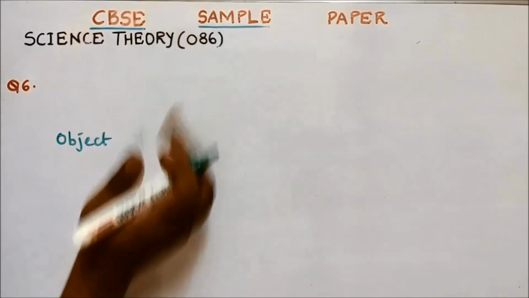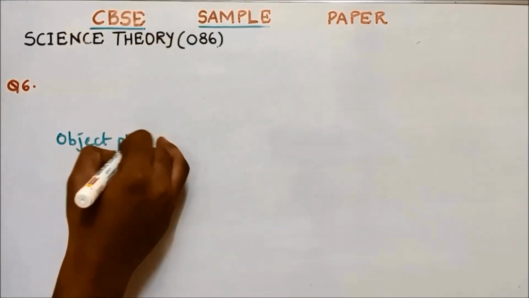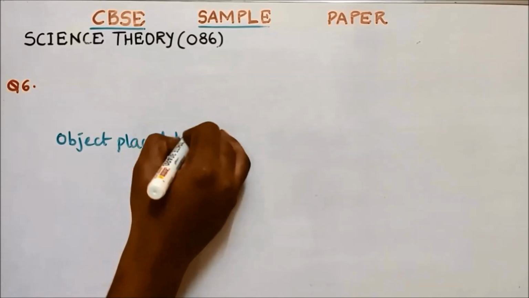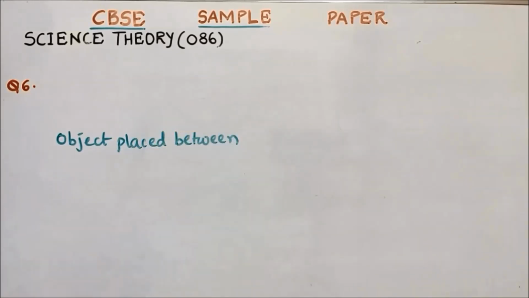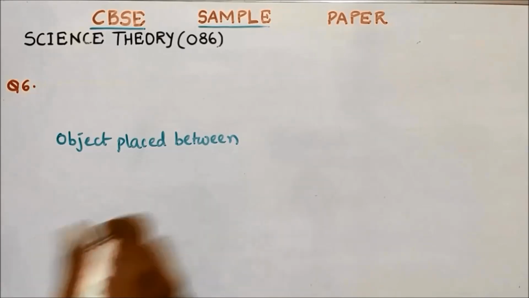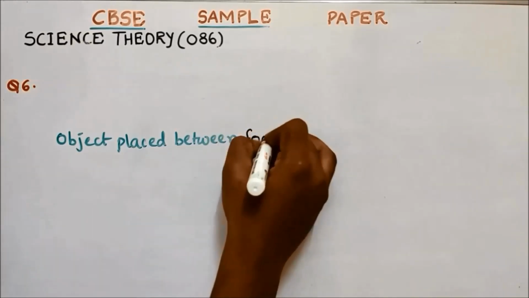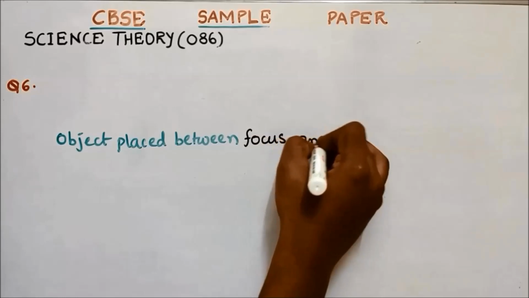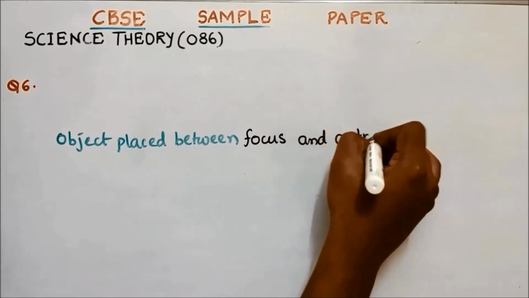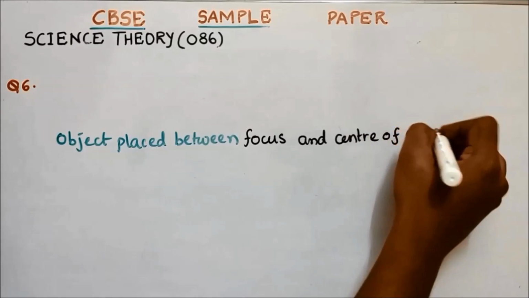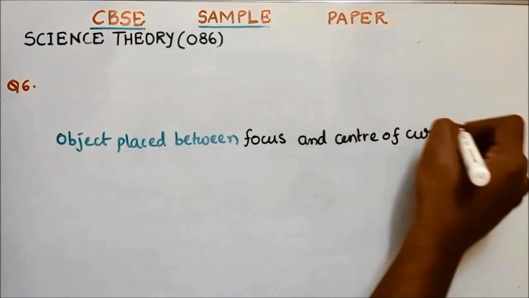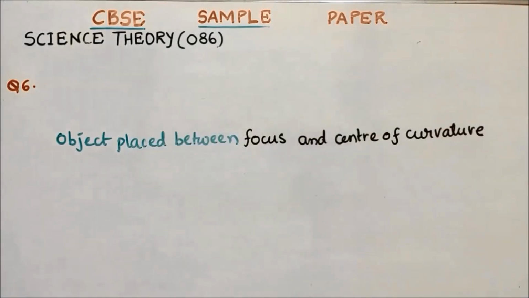Please write it carefully: object placed between focus and center of curvature. Okay, so this is the answer. If the object is placed between focus and center of curvature, the image formed by the concave mirror is magnified.